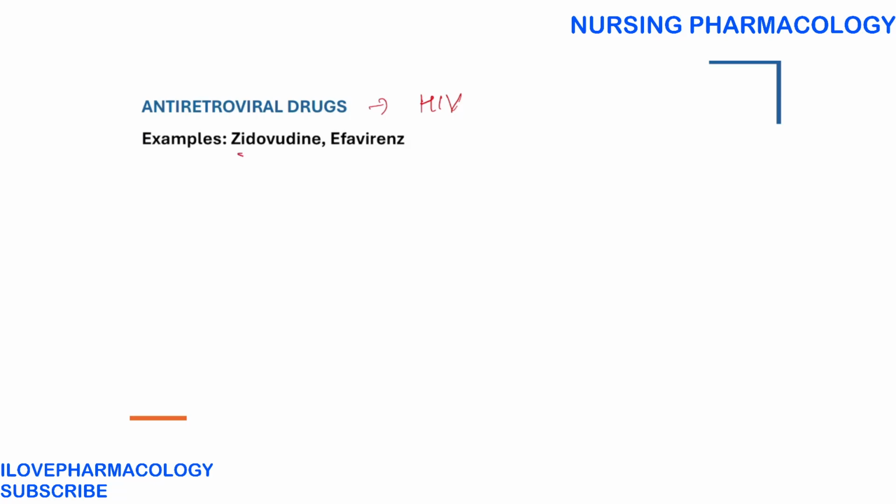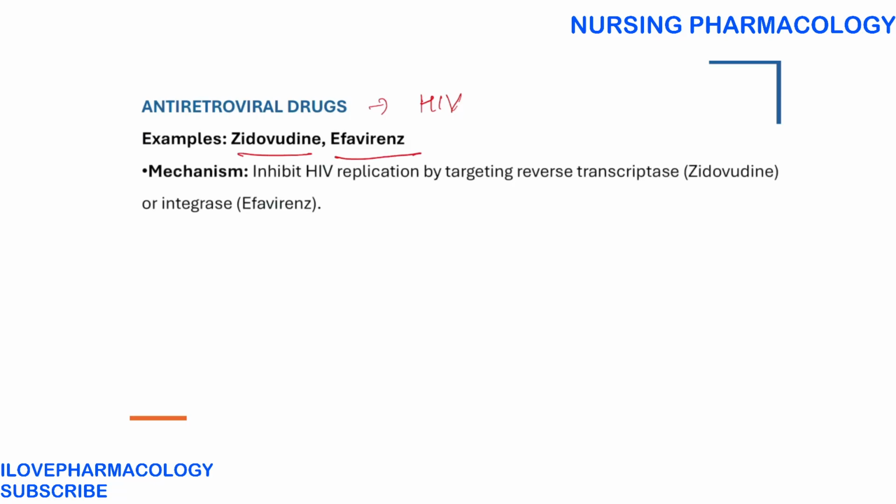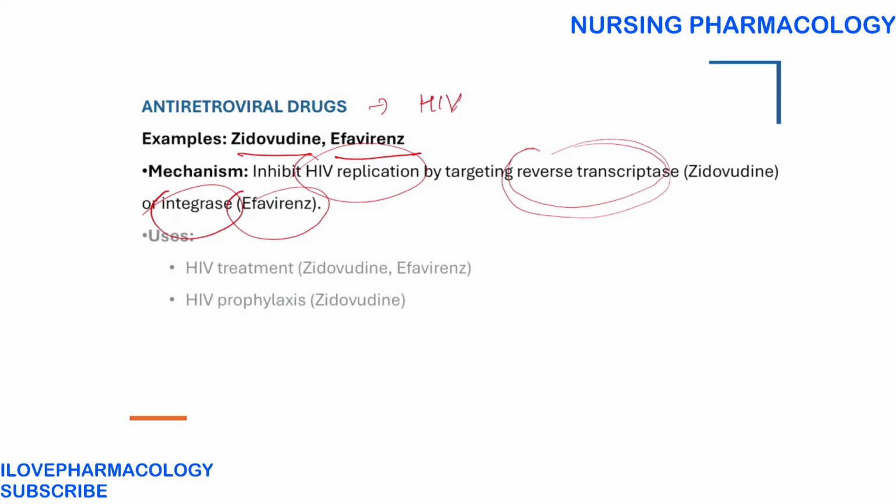So we have zidovudine, efavirenz. Basically they inhibit the HIV replication by targeting the reverse transcriptase. So zidovudine is going to inhibit the reverse transcriptase enzyme, whereas efavirenz is going to inhibit the integrase enzyme. So there are protease inhibitors also which can be used for the HIV treatment. So basically it is used for HIV treatment and HIV prophylaxis, that is HAART therapy.